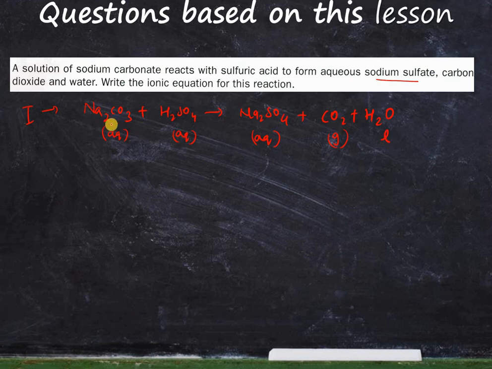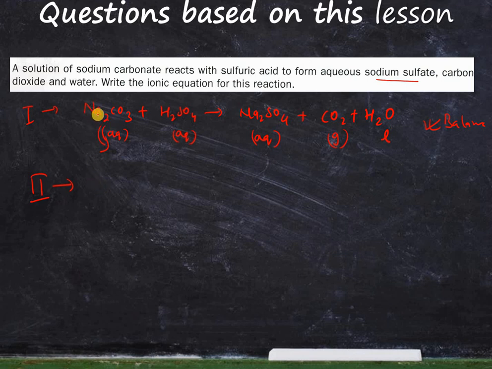Now I need to check, is it a balanced equation? Na2, yes, sulfate, sulfate, CO2, you have CO3 here, and yes, it is a balanced equation. So I have checked the first step. Now we need to write the second step, that you have to break every aqueous ionic compound into its ions.